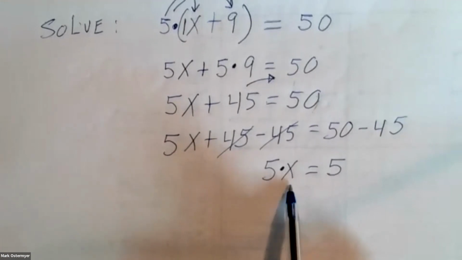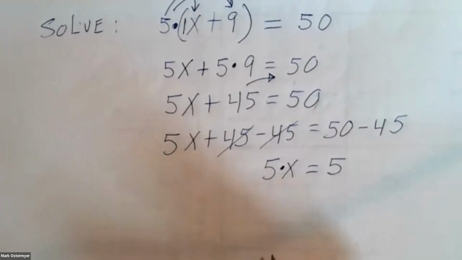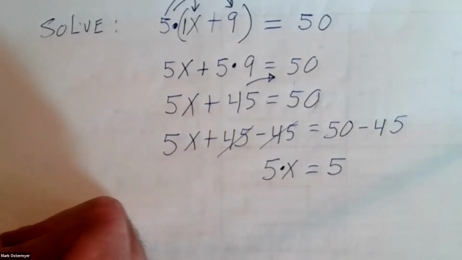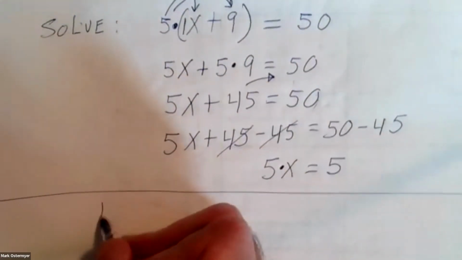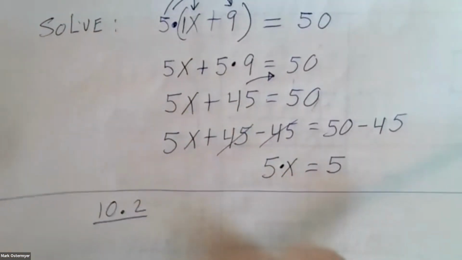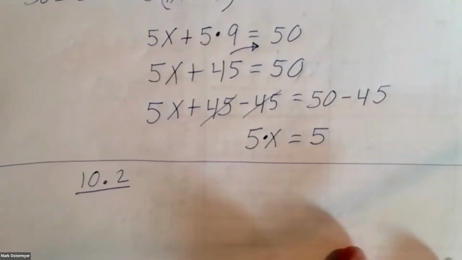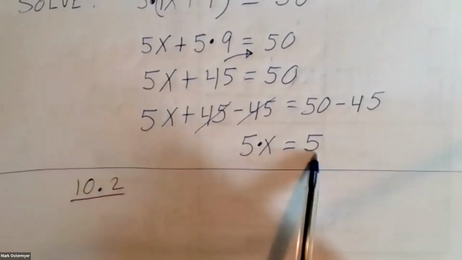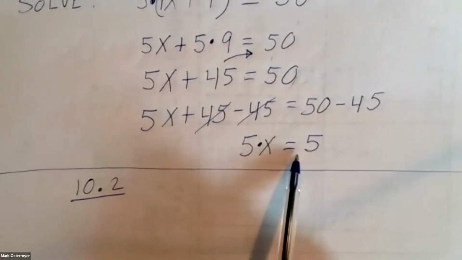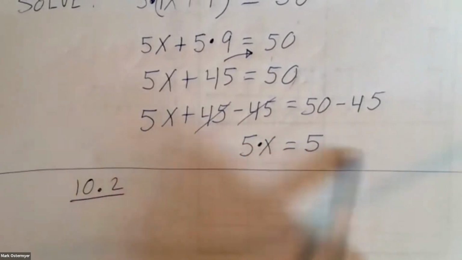Now, ladies and gentlemen, we are going to have to get x all by itself here. And how are we going to do that? Well, to finish this equation, to solve for x, we have to get rid of this 5 that's being multiplied by x. And that's going to lead me into the next section, which is section 10.2. So I'm going to take a little side jaunt through section 10.2. We're going to come back and finish this equation to solve for x. So just leave a little space in your notes so we can finish this.